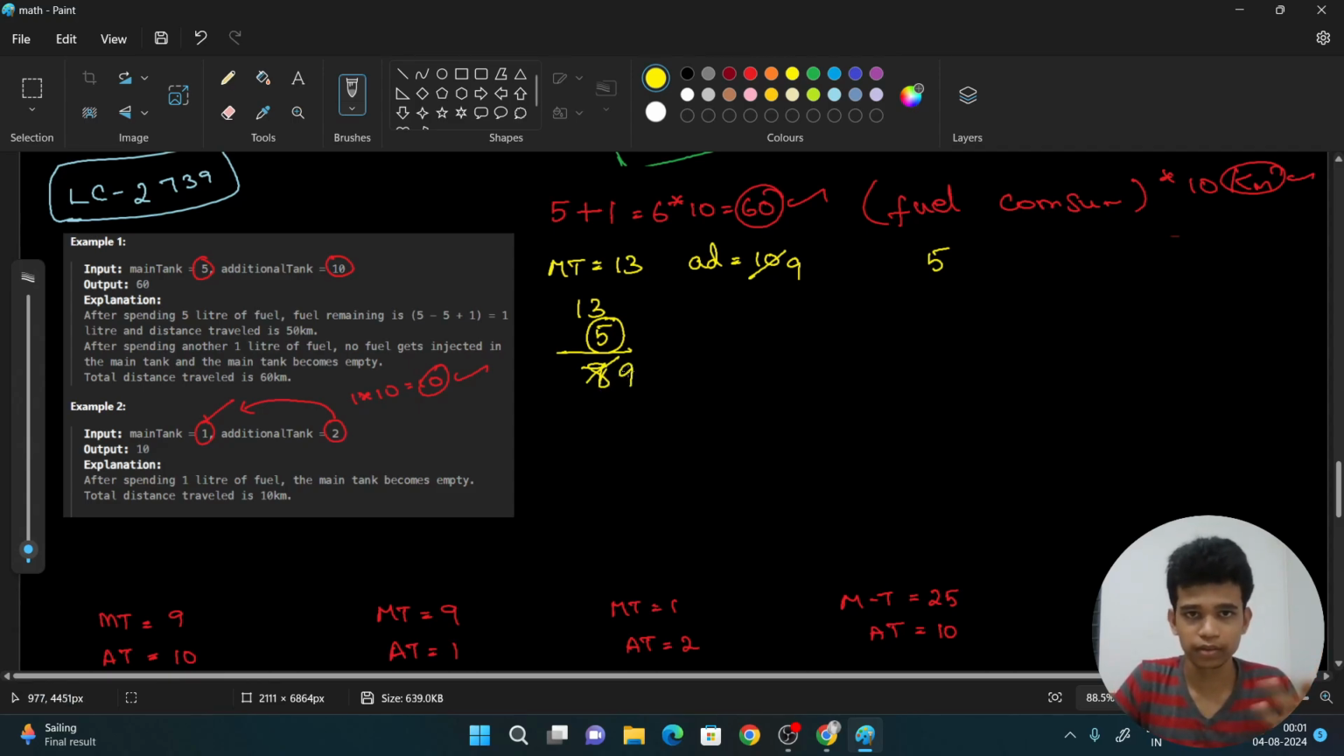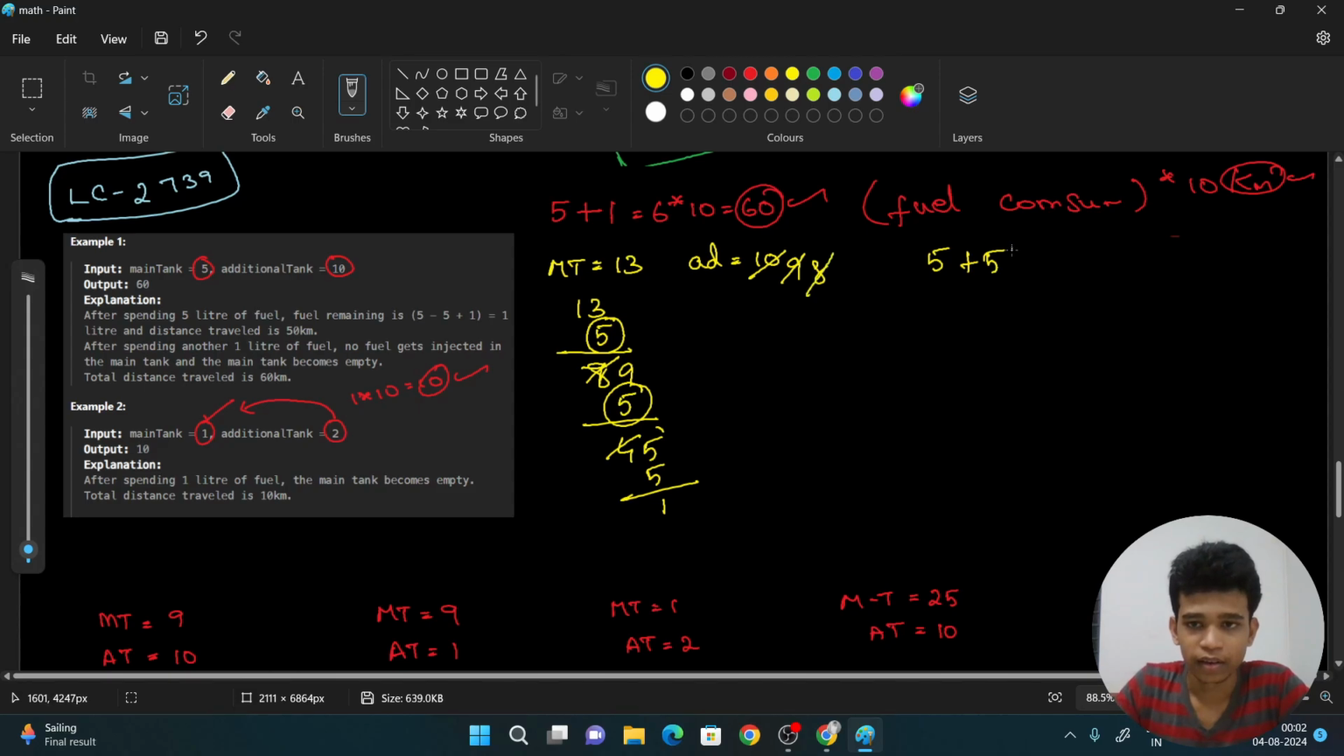You understand this? Now again I shall consume 5 liters, so the result will be plus 5. Now the main tank will be 4. Because I am consuming 5 liters, I will reduce the additional tank to 8, and here I will add 1, so it will be 5. Again I can consume 5 liters of fuel, so it will be 1. Then I add 5 to the result, the additional tank is converted to 7, and here I will add 1, so it will be 2.